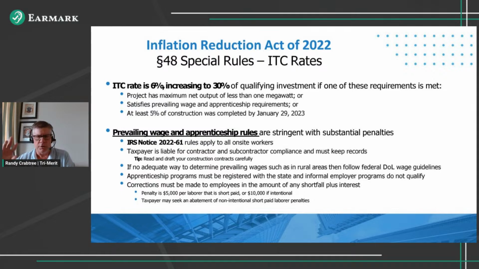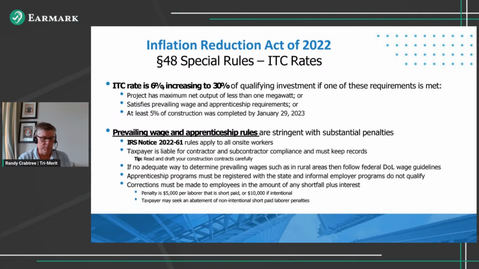And this isn't either-or. This isn't hit all three of these. Or, if you had 5% of the construction completed by January 29th of 2023, then we automatically get to the 30%. The reason they did that is because they didn't define the prevailing wage and apprenticeship rules until about that time, but they had defined this ITC before that.